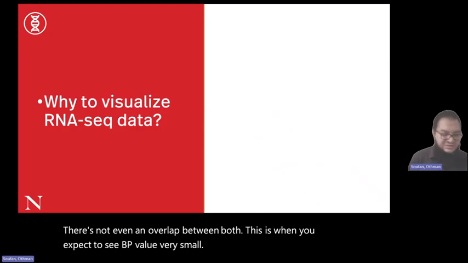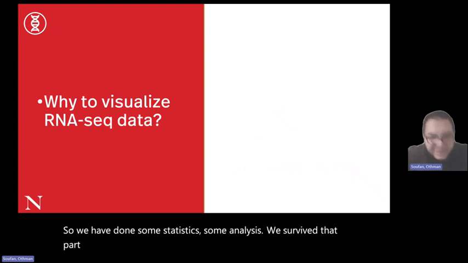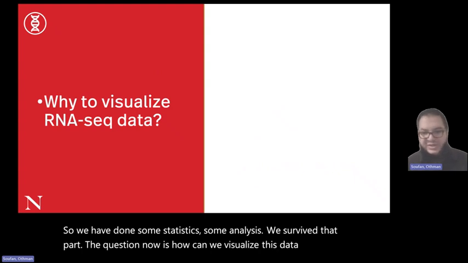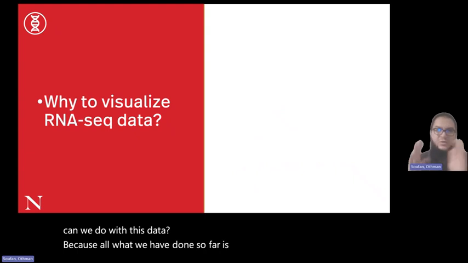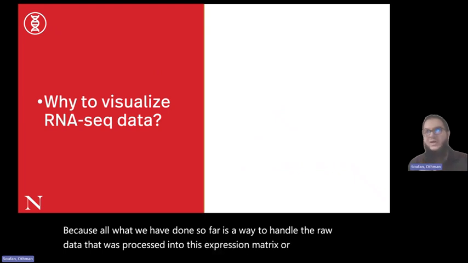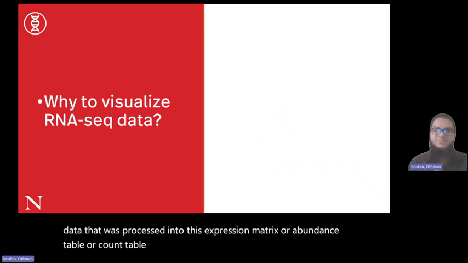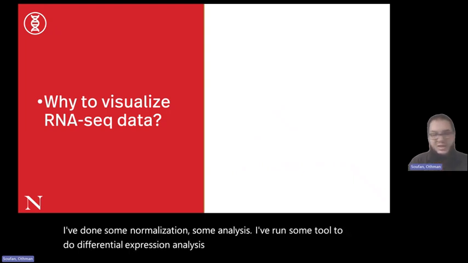So we have done some statistics, some analysis. We survived that part. The question now is, how can we visualize this data? What can we do with this data? Because all that we have done so far is a way to handle the raw data that was processed into this expression matrix, or abundance table, or count table, whatever you want to call it. And then I've done some normalization, some analysis. I've run some tool to do differential expression analysis. I know my top genes.